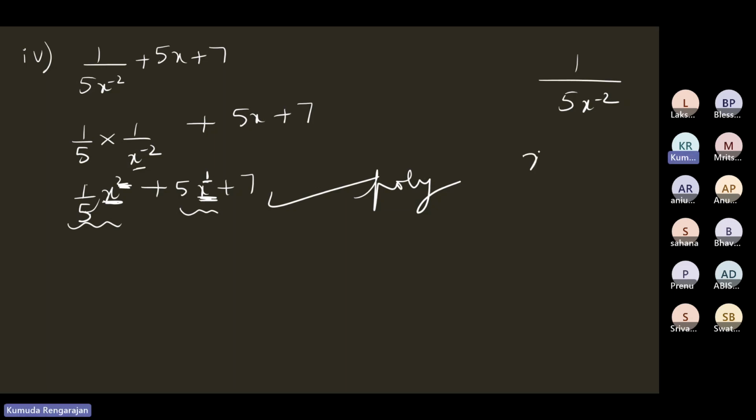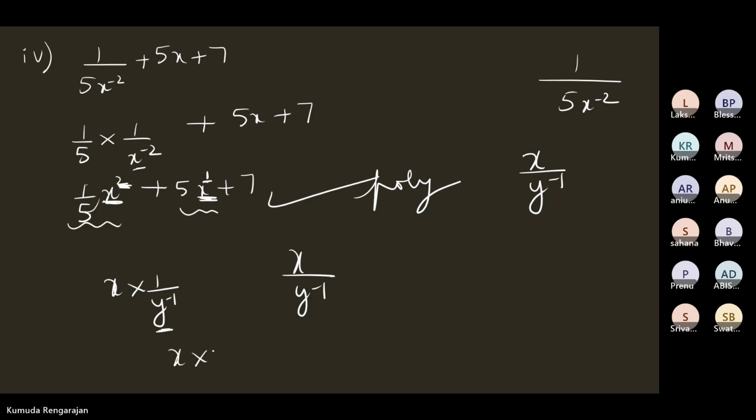Supposing you have x by y to the power minus 1. This is nothing but x into 1 by y to the power minus 1. Don't read the power of y with y in the denominator. Take it to the numerator. So it will be x into y to the power 1, which is nothing but xy. Now tell me, is xy a polynomial? Is xy a polynomial?